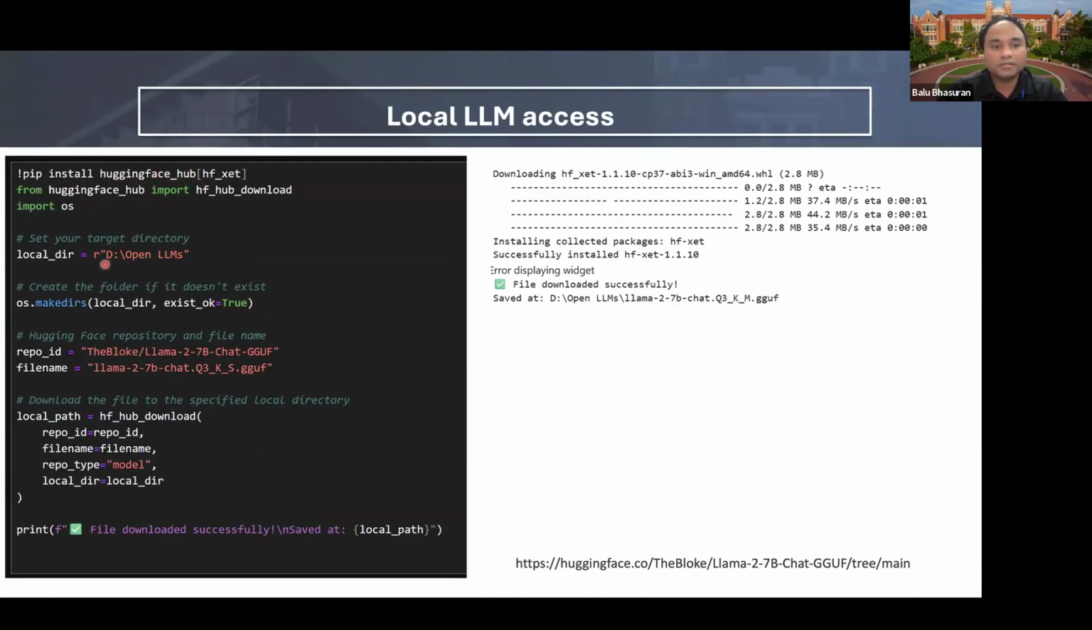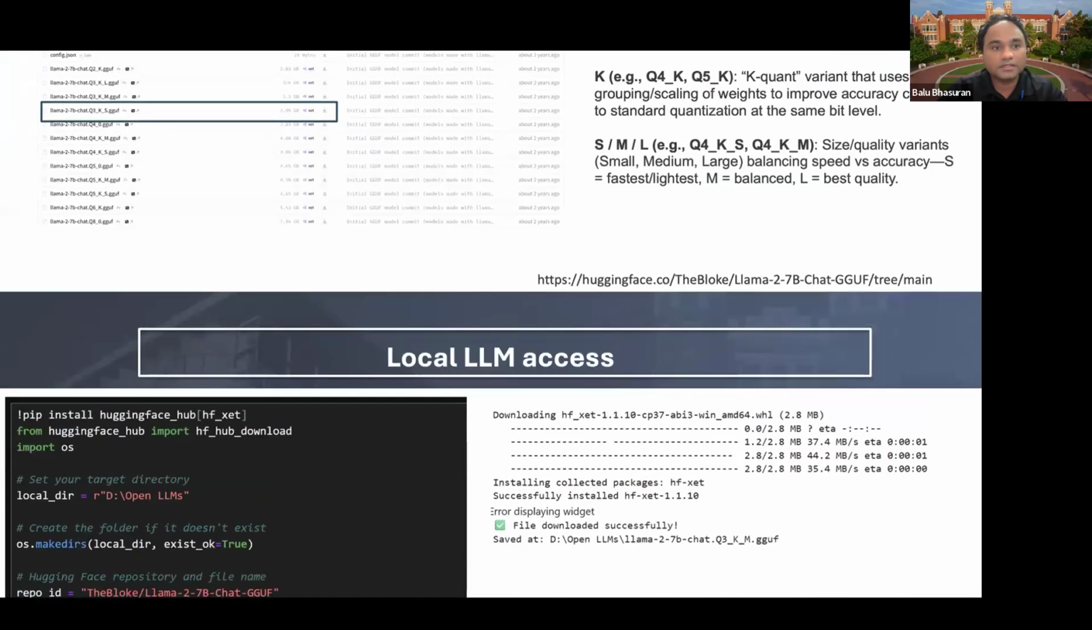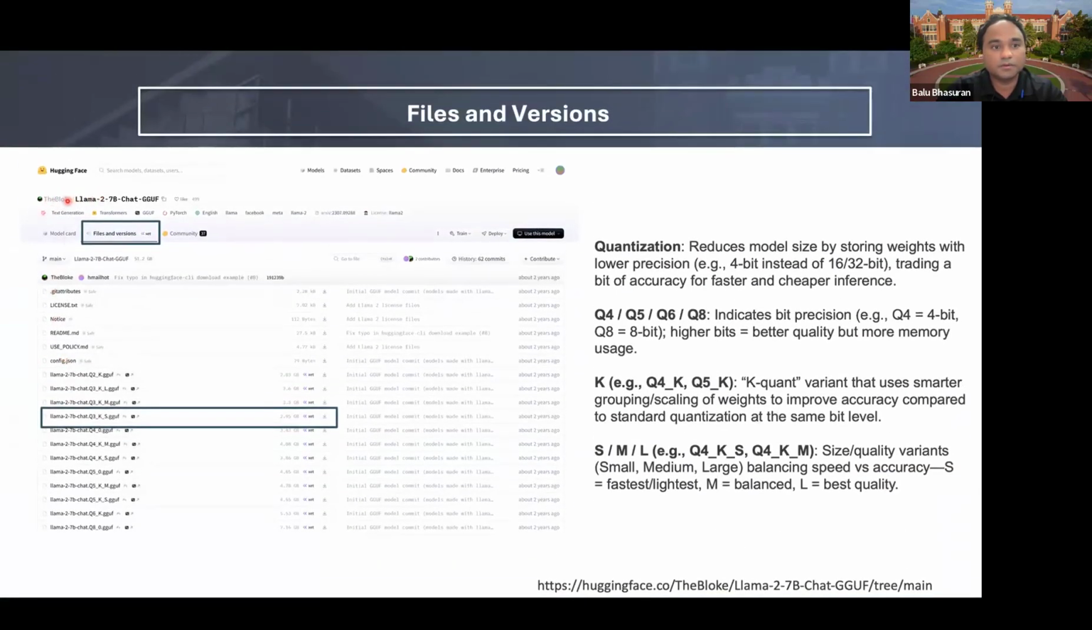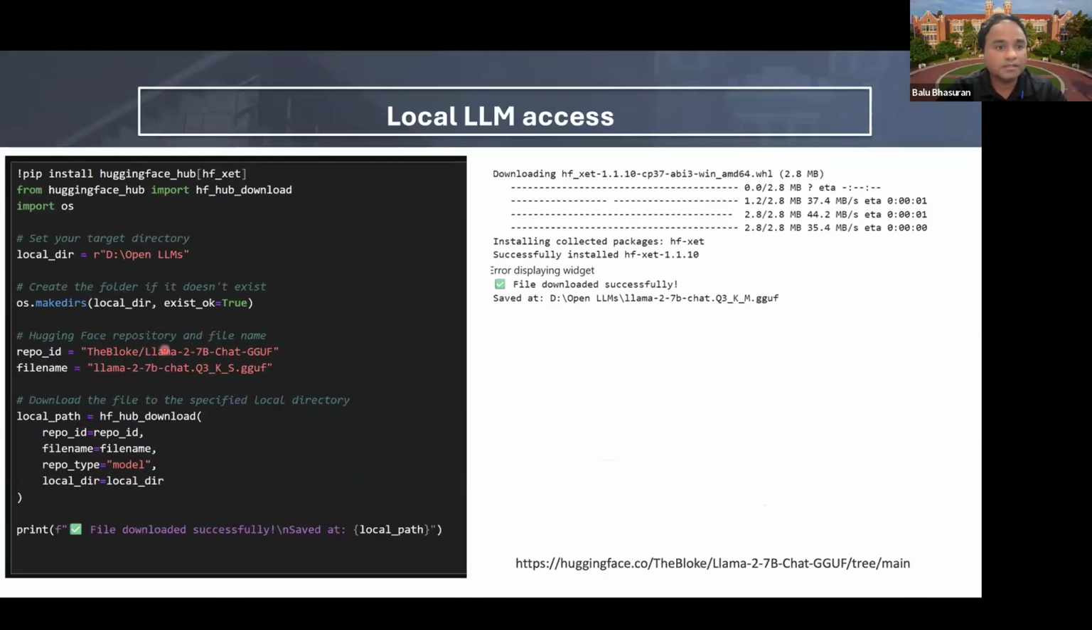I am saving the model to a local directory in OpenLLM's folder. You make the directory and say what the repo name is. You can identify this repo name from here. This is the repo name. There is a copy button here. You can just click on it, and it will copy the repo name. You put in the repo name and you can save the model, whichever model you want.